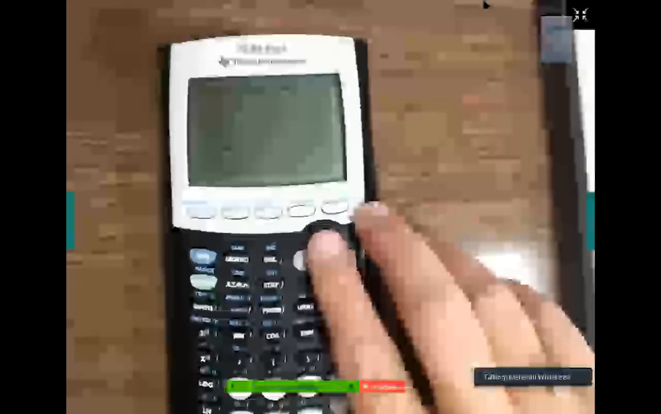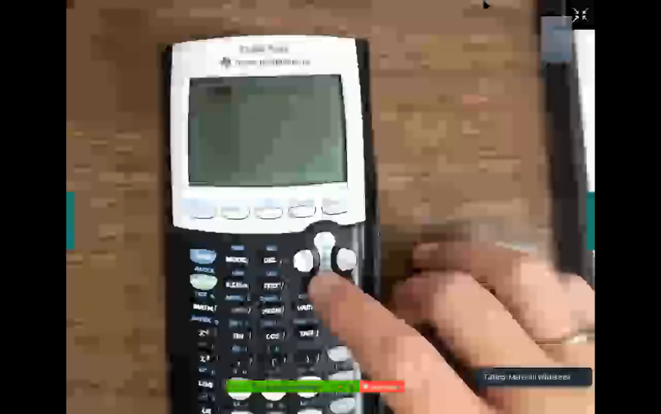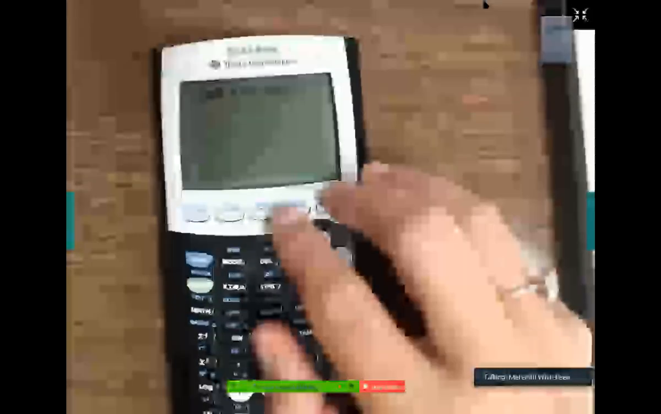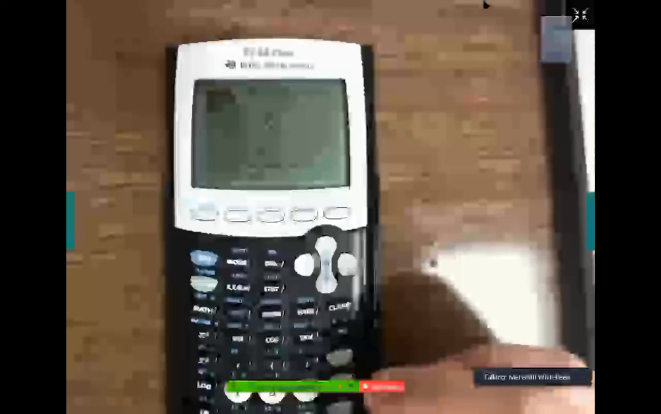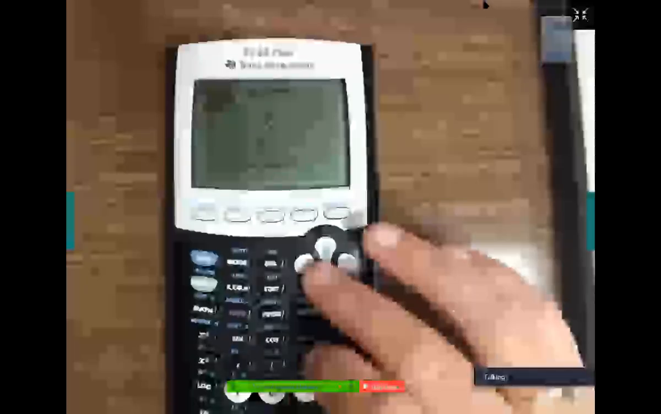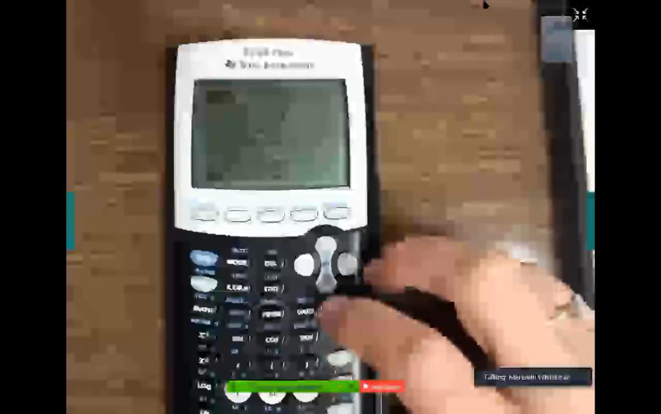So here I am at y equals. If I go up and hit plot 1 and hit enter, it'll turn that stat plot on for me. And do you remember what's the zoom number for a stat zoom? Zoom, it's number 9. Zoom 9 will give you your stat zoom.